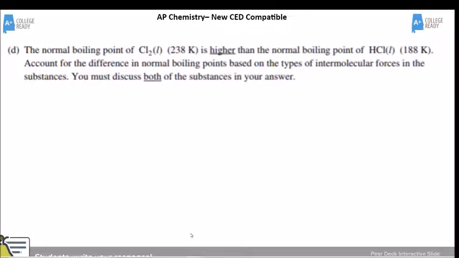So we'll end on this one. Normally, chlorine has a boiling point of 238 Kelvin, and hydrogen chloride has a boiling point of 188 Kelvin. Now, why is there the difference? And notice that the question says account for the difference based on the types of intermolecular forces in the substances. Discuss both of them. Well, Cl2 is nonpolar. And since it's nonpolar, it will only have LDFs.